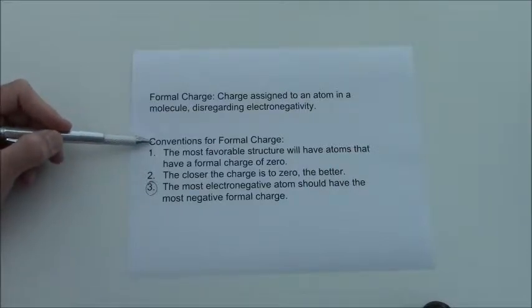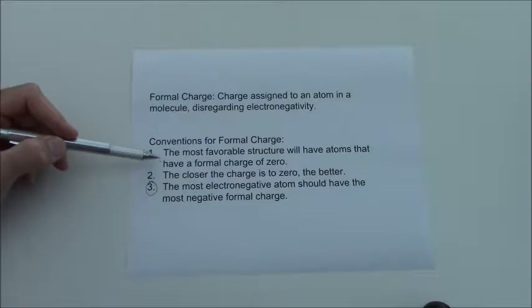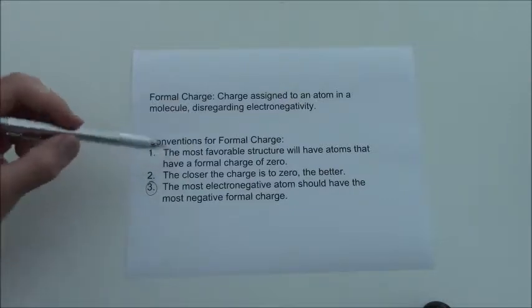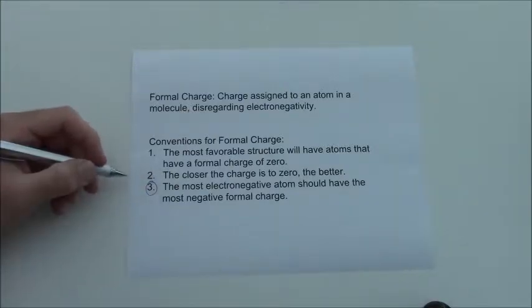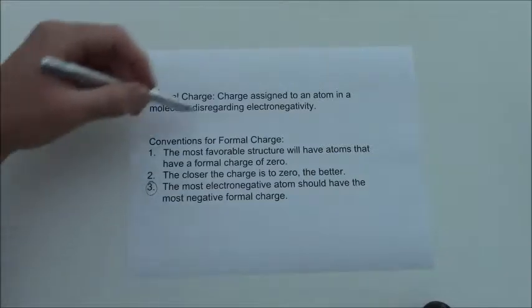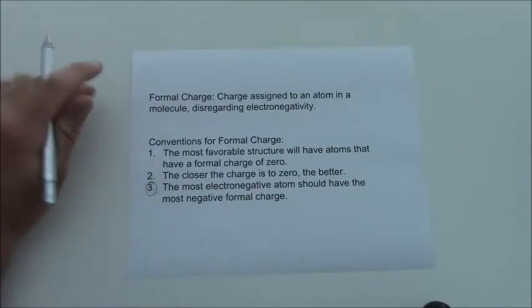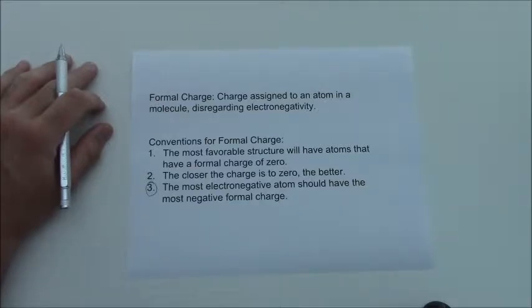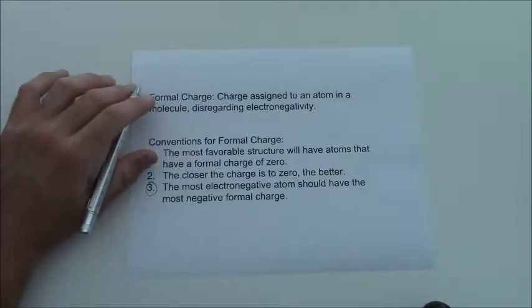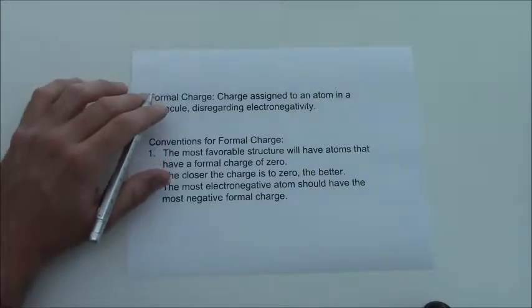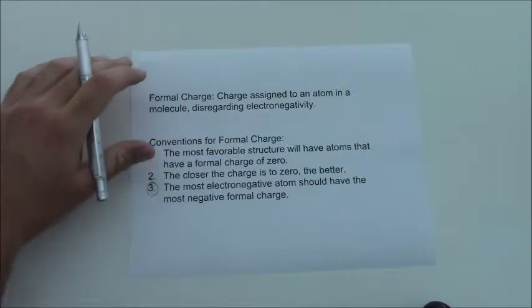Conventions for determining formal charge mean that the most favorable structure of any molecule will have atoms that have a formal charge of 0. If that's not possible, the closer the charge is to 0, the better. I circled this because it links back to our study of electronegativity: the most electronegative atom should have the most negative formal charge. In next videos, I'm going to be talking about exceptions to the octet rule, and this rule comes up in determining why the octet rule is violated in an incomplete octet or an expanded octet, for example. So let's talk about examples of using formal charge.